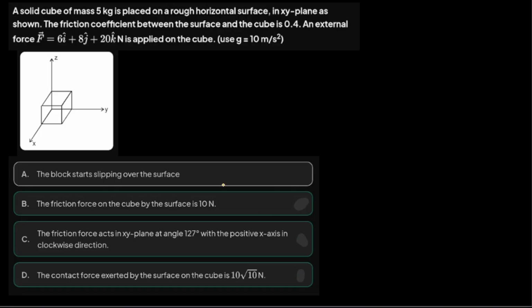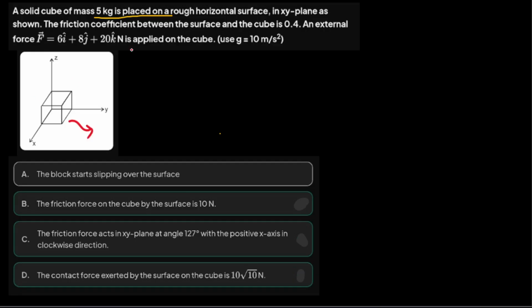Let us for now focus on this one and what is getting said or asked in the question. सबसे पहले हम क्वेश्चन को पढ़ लेते हैं, ठीक है? A solid cube of mass 5 kg is placed on a rough horizontal surface in xy plane as shown in the figure. So you can see the diagram, it is kept in xy plane.